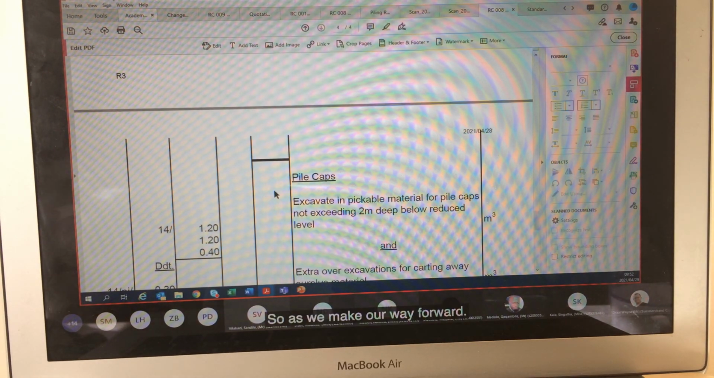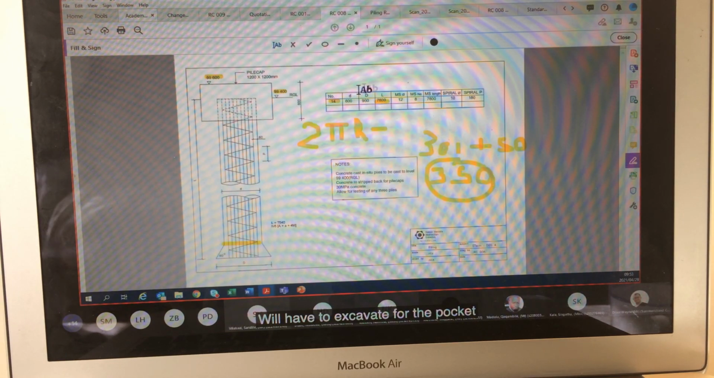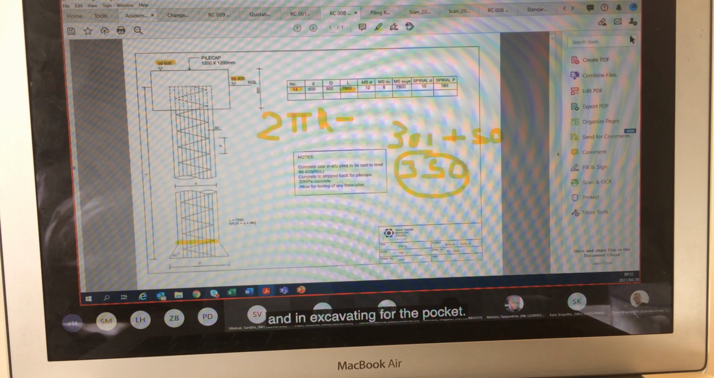So as we make our way forward, we now look at the pile caps. The pile cap, as I said, is a square object. It'll only have one pile placed under it. We'll have to excavate for the pile caps, and I'll go back to my drawing. In excavating for the pile cap, I will only be excavating there.